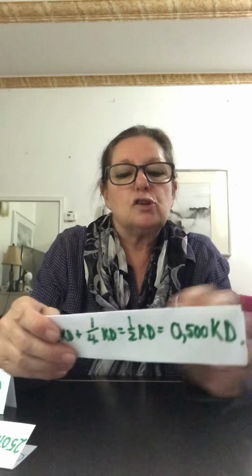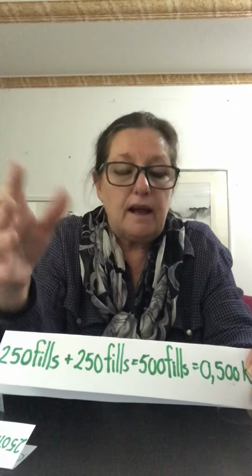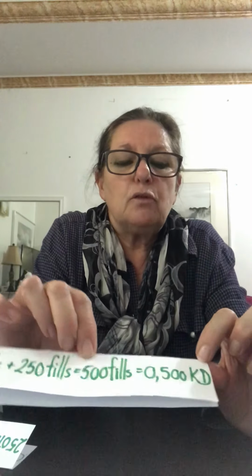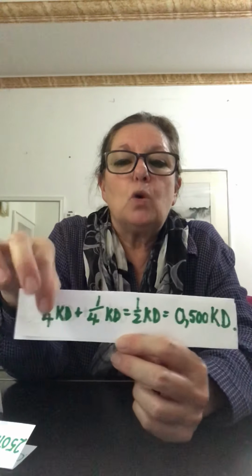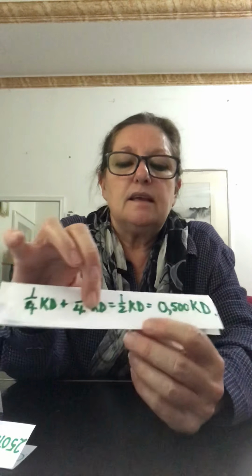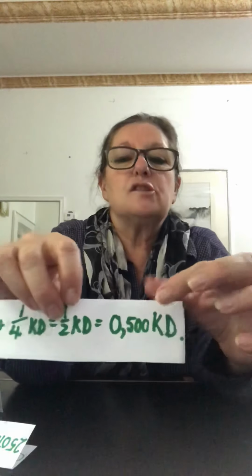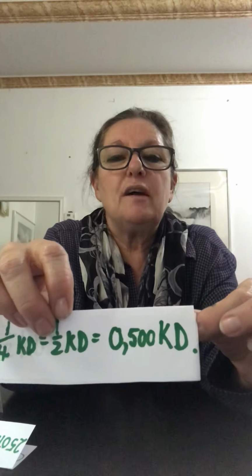Now, let's see if I can change this over here. Let's say I have got 250 fills plus 250 fills, it's 500 fills, and that takes me to 0,500 KD. There you go. Let me show you. Quarter KD plus quarter KD gives me half a KD, which is 0,500 KD.